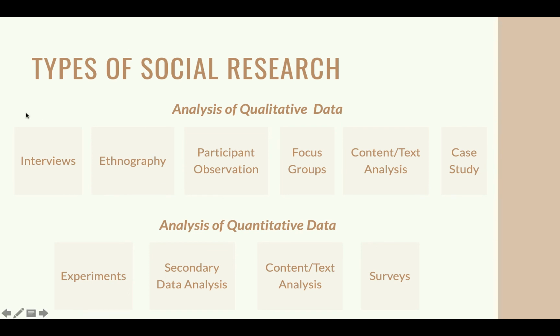Well, qualitative is generally interviews, ethnography, participant observation, focus groups, content or text analysis, when you're just looking at what people are saying, and then case studies. These are all qualitative sorts of data. You're looking at text of what happened, who said what, and things like that. Whereas quantitative data analysis really looks at the number of times people are doing something. So experiments, secondary data analysis, the number of times somebody said something in content analysis, and then surveys.